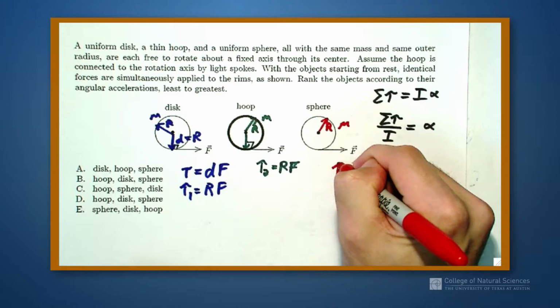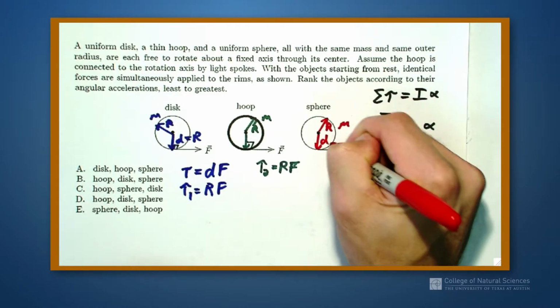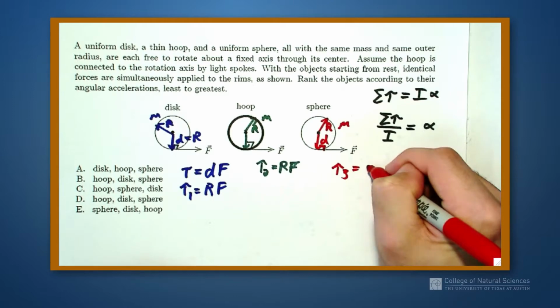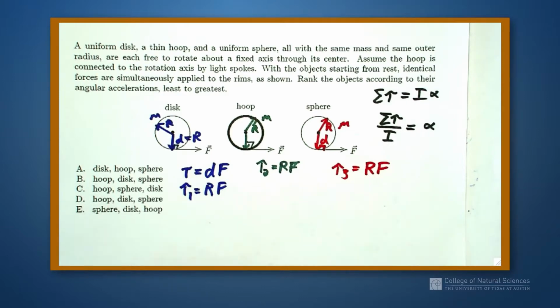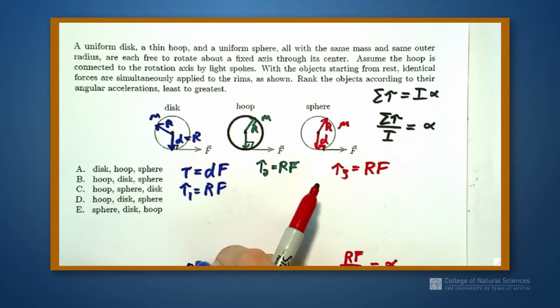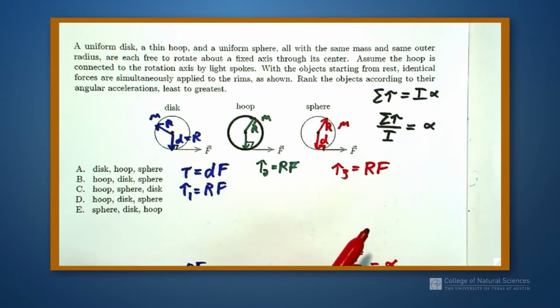So for torque 3, again we get d cross f, so r times f, and we know it's a right angle again. So we can see that in all these cases our net torque is going to be the same. So r f over the moment of inertia is going to give me my angular acceleration for the disk, for the sphere, and for the hoop. So all I have to do is figure out the moment of inertia of these three cases. That's not that hard because I remember some shapes.